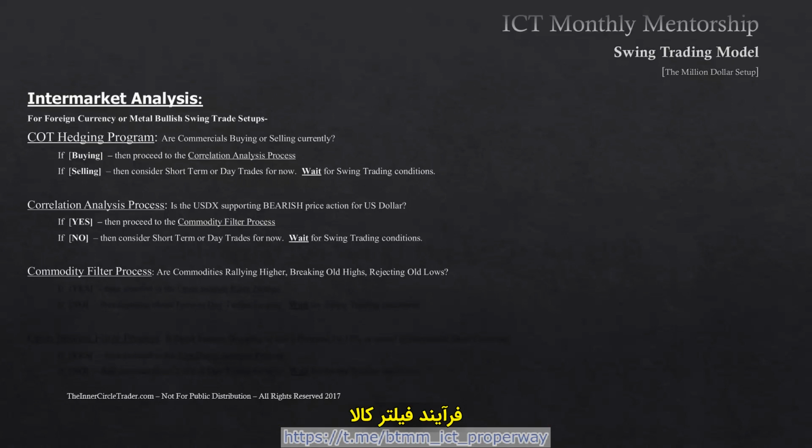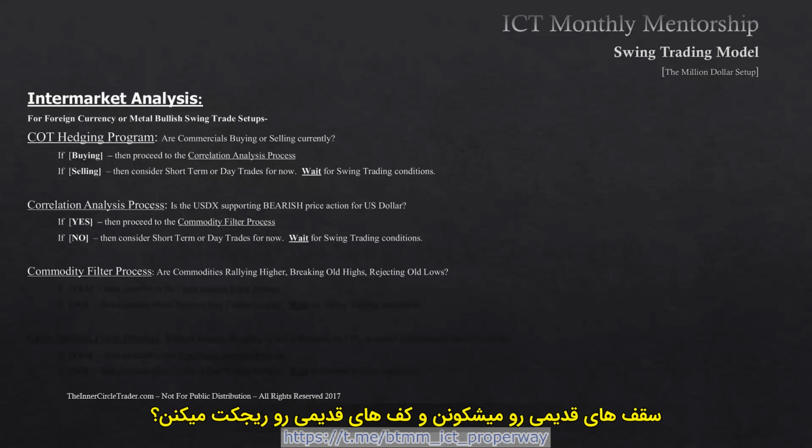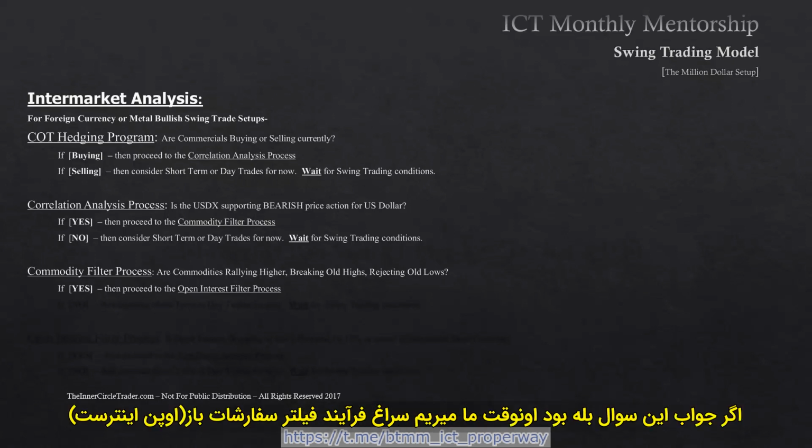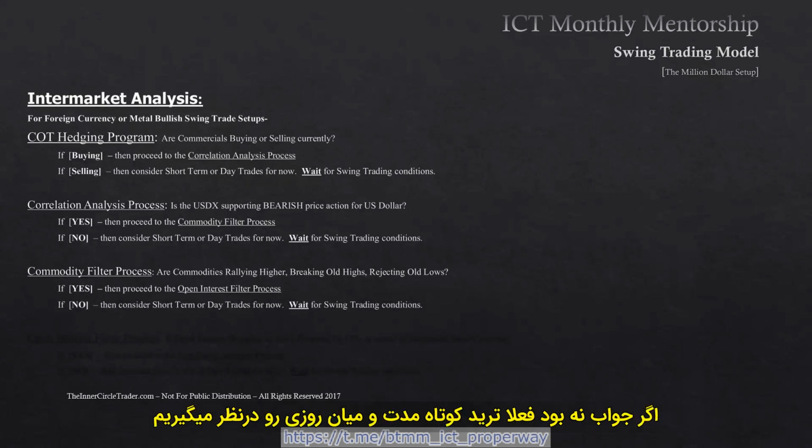Commodity filter process. I ask myself, are commodities rallying higher, breaking old highs, or rejecting old lows? In other words, they're finding support and smashing through resistance levels. If we're seeing that, that bodes well for our filter. We're seeing commodities being bullish while the dollar index is bearish. That's a normal symmetrical market condition. If the answer to that question is yes, then we can proceed to the open interest filter process. If the answer is no, then we consider short-term or day trades for now, and we have to wait for swing trade conditions.